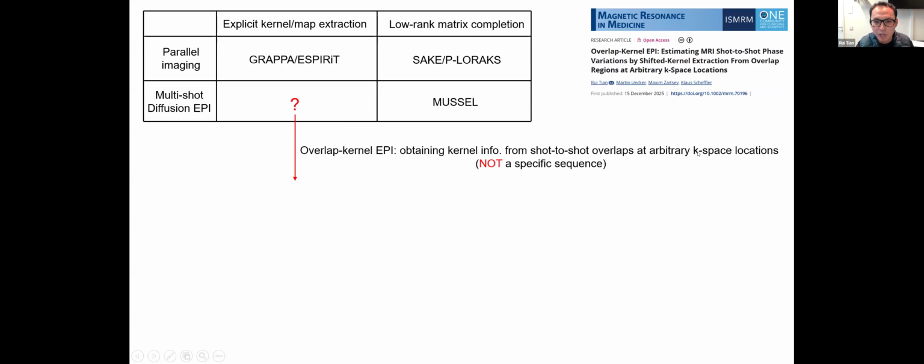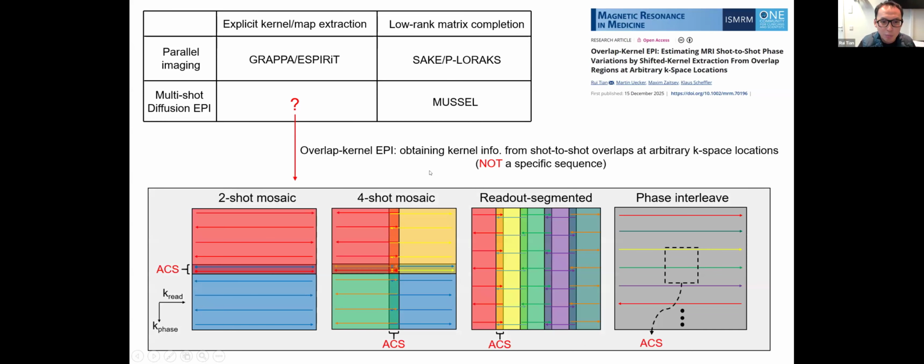Please note that we are not advocating a specific sequence, but it's a general, basic manner of doing these things, so that this method could become compatible with a lot of different multi-shot trajectories to be insensitive to shot-to-shot phase variations. And here are two short mosaic and Pulseq mosaic sequences.